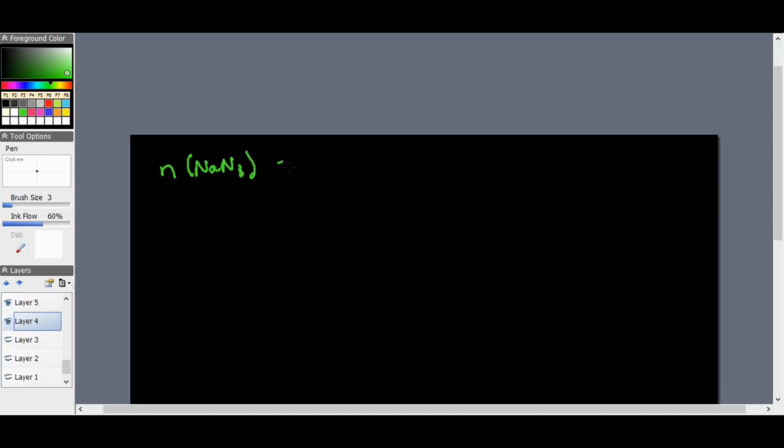NaN3, that's equal to mass divided by molar mass. Let's do it all in a straight line. That should be, they say, 55 grams. Well, that's 23 plus 14 times 3, that's 42. So 42 plus 23, that should be about 65. Now that should leave us with 0.85 mole. Okay, so that's the number of moles of sodium azide.